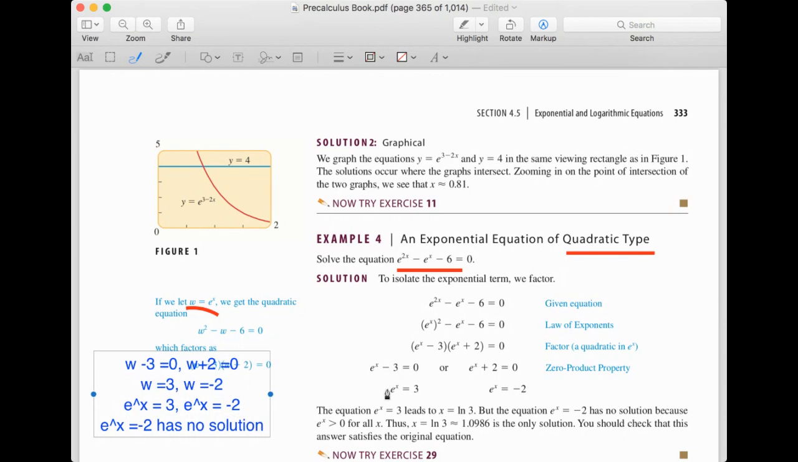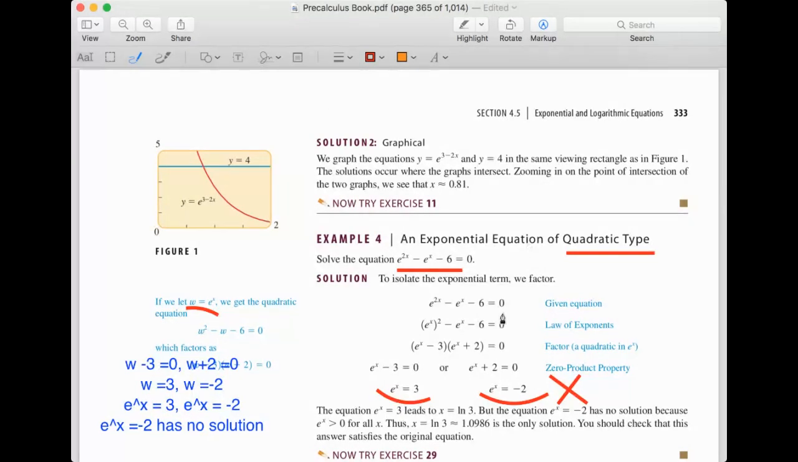Right? E to the x equals 3. That's this one. E to the x equals negative 2 will never happen, so we just reject it. E to the x will never be a negative value. All positive values can never be negative, can never be 0. Why? So think about this. Let's rewrite this one.